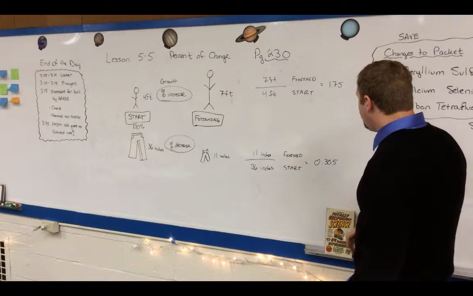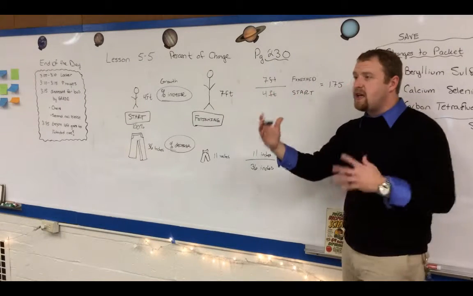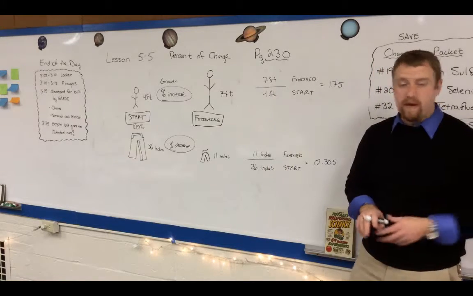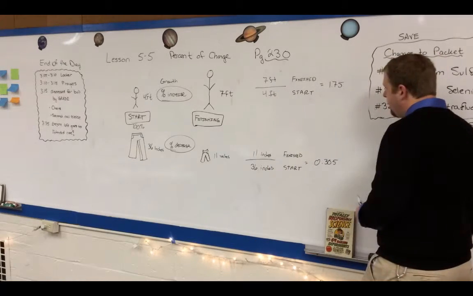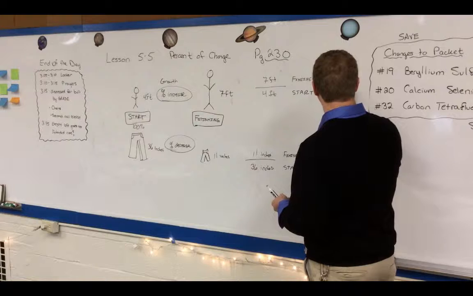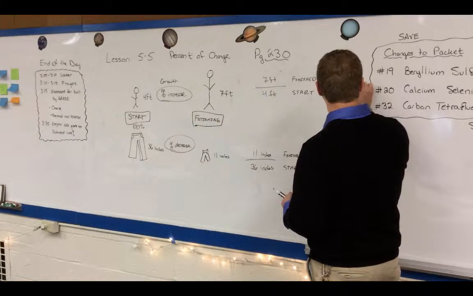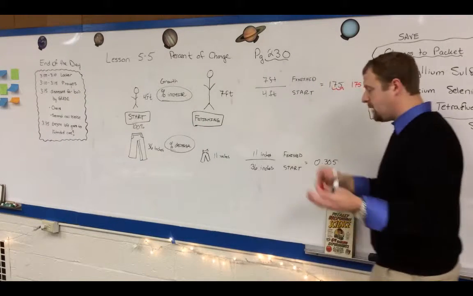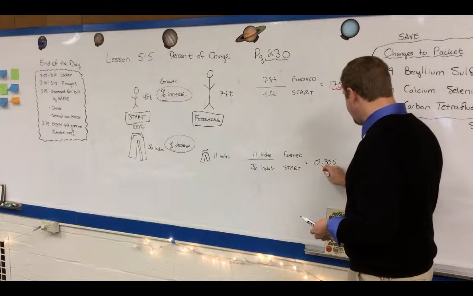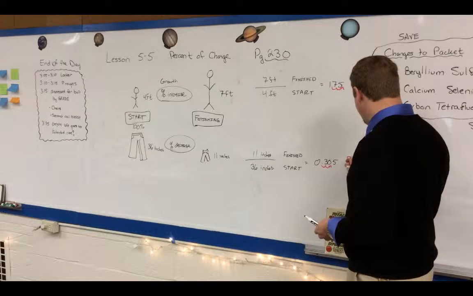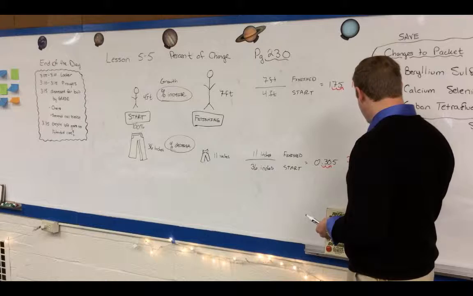If we convert these into percents, we have to move the decimal 2 places. So 1.75 becomes 175%. We move the decimal 2 places here, and this becomes 30.5%.